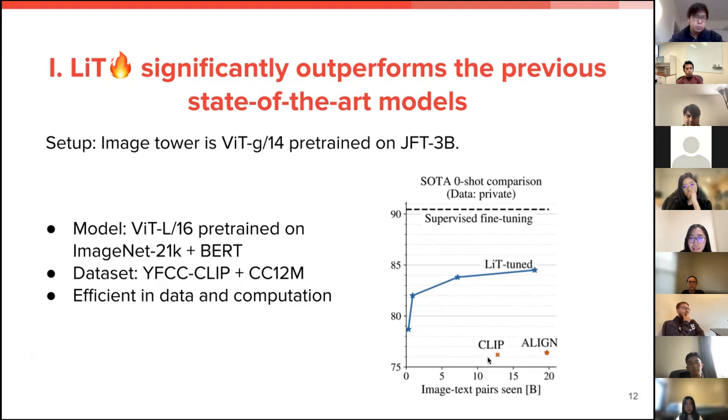But it takes CLIP, at roughly the same performance, like 76%, about 13 or 14 billion pairs, which is like 40 times larger. So in order for our previous state of the art to achieve similar performance, it requires much larger datasets. And so that's why we say LiT is really efficient in data and computation.